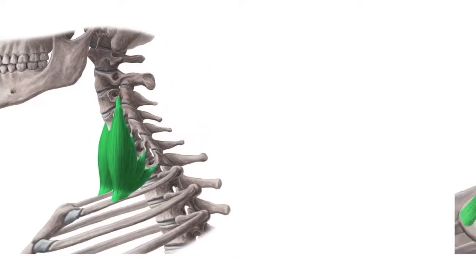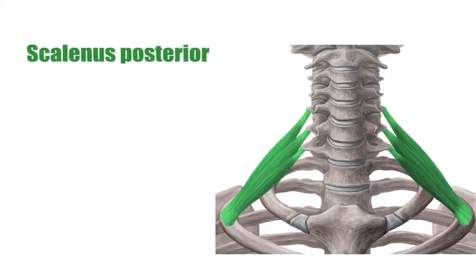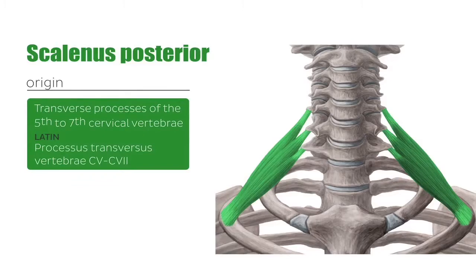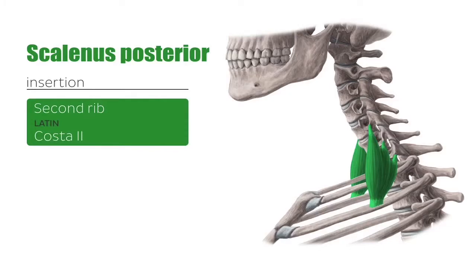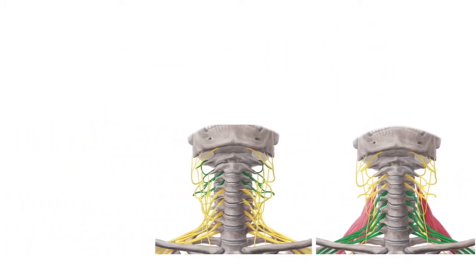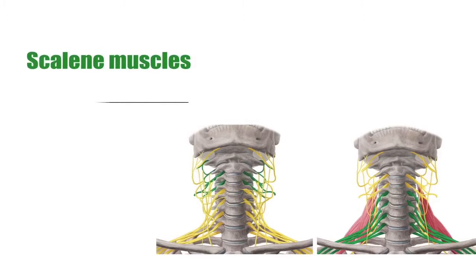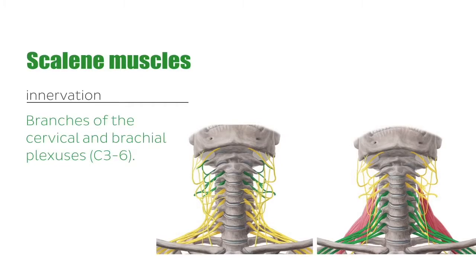Last on our list is going to be this muscle here, the posterior scalene. In terms of origin point, it has an origin at the transverse processes of the 5th to 7th cervical vertebrae. And instead, it's going to go all the way then to insert, not on the 1st rib, but this time at the 2nd rib. Now, in terms of the innervation of the different scalene muscles, we're going to see that these muscles are going to be innervated by direct branches of the cervical and brachial plexuses.